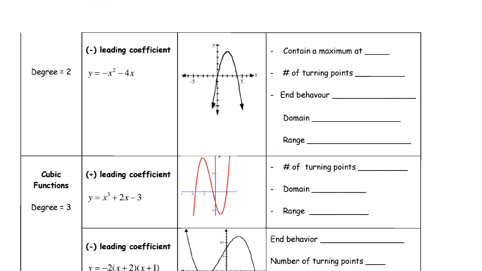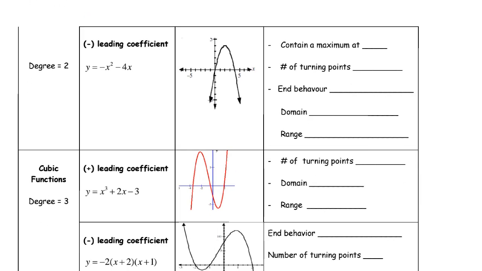Here's another quadratic, degree 2. Notice that the leading coefficient here is negative, and just like I said, that means it's going to open down. It contains a maximum at +4. It's got one turning point. This one is going from quadrant 3 to quadrant 4, and I know that it goes through quadrant 1 for a little bit, but that's not where it ends. The domain, all reals once again. And again, the range is linked to that maximum or minimum value. In this case, because it opens down, it's got a maximum, and the range is going to be y is less than or equal to 4.